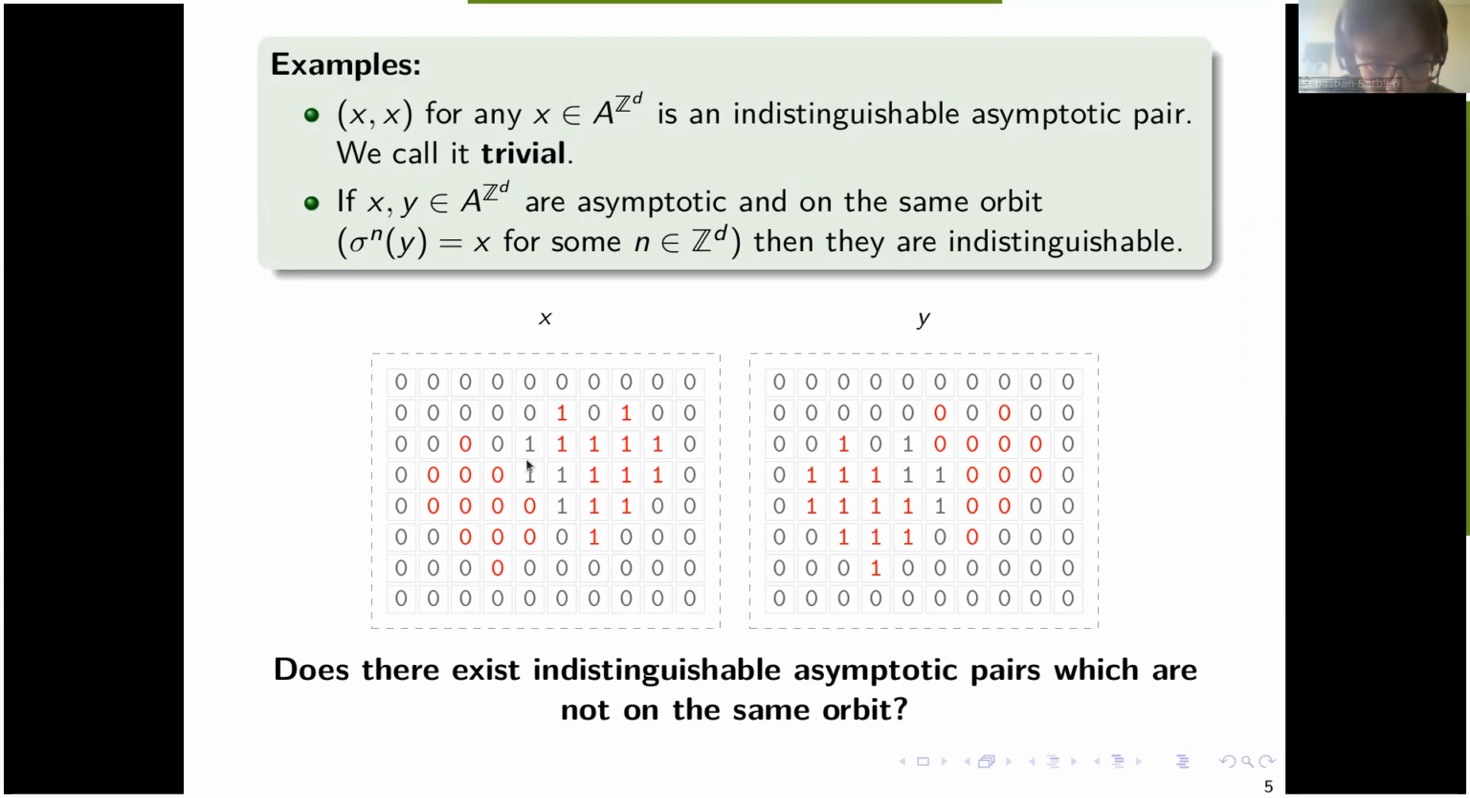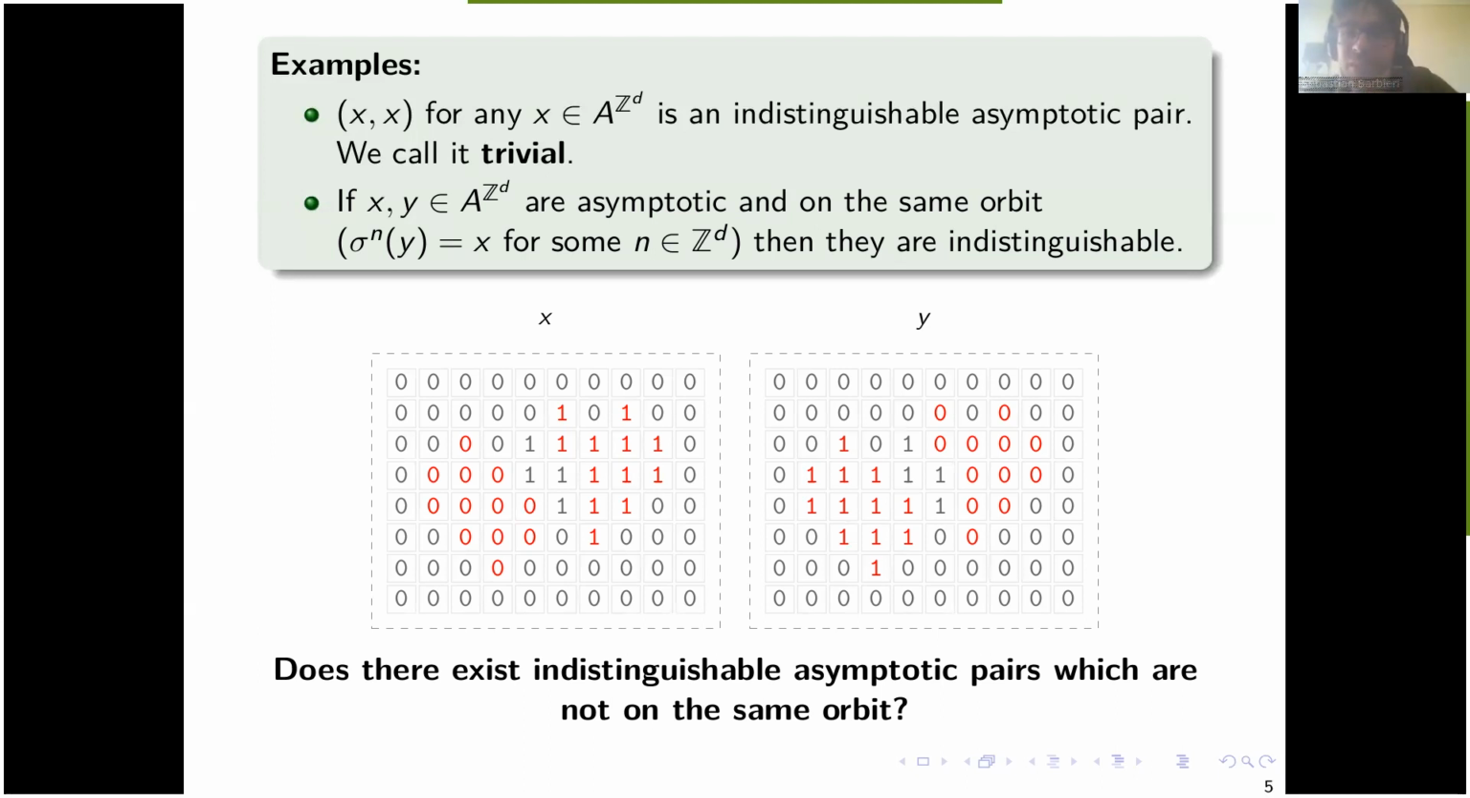I have this configuration X, which has a heart of ones and zeros everywhere else, and I translate it so that my heart is here. I've marked the different set in red, or with a slightly different color. And they're going to be indistinguishable because every pattern is going to occur exactly the same amount of times in X as in Y, so the sum is going to give me 0 anyways. So those are two very simple examples that one might get to show that this definition is not entirely trivial.